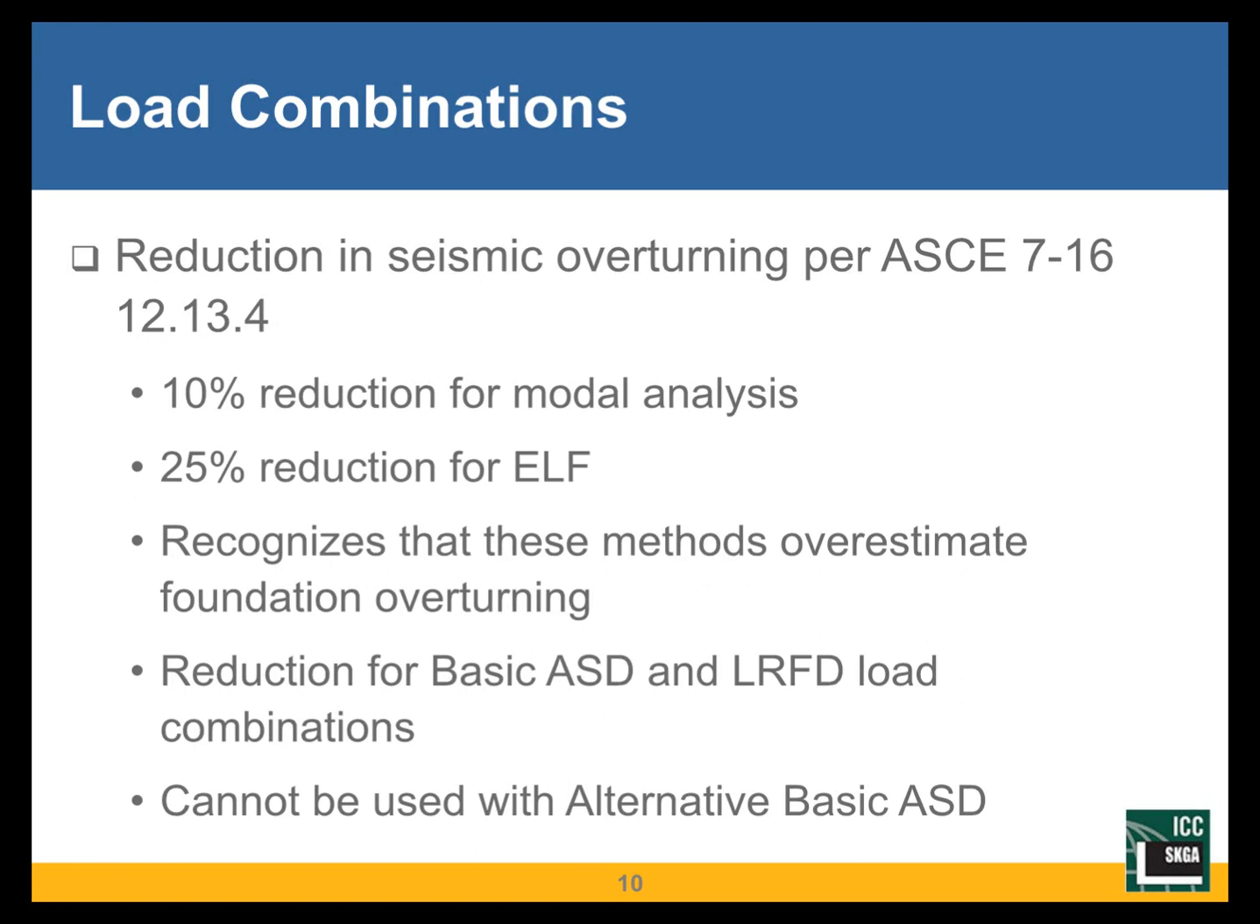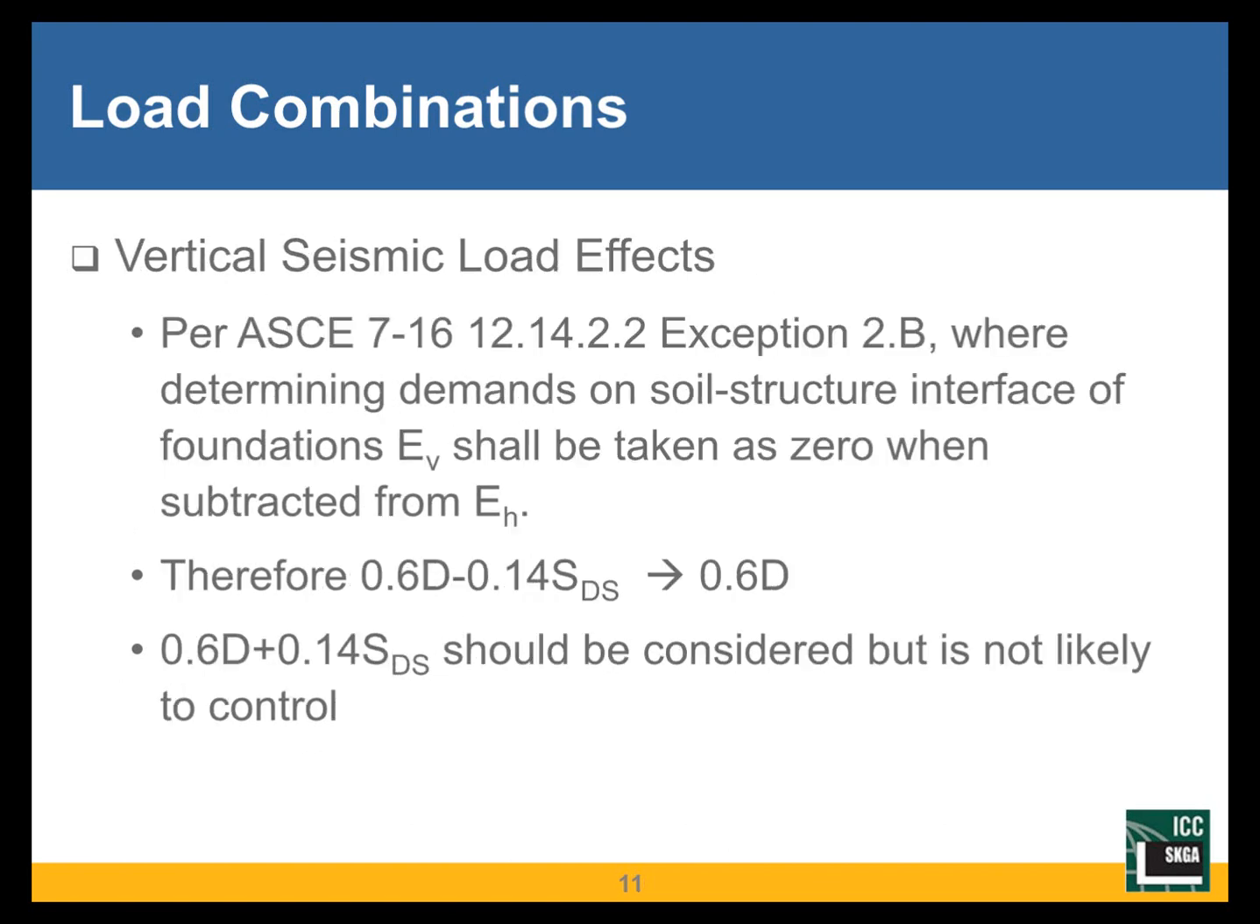A couple more notes regarding load combinations for seismic. These are things that are commonly missed or not applied to foundations, but specifically you're allowed to reduce your foundation overturning or seismic by 10% for modal analysis and 25% for ELF. This is just in recognition that these methods are overestimating your foundation overturning. These can be applied to the basic ASD and LRFD load combinations, but they cannot be applied to the alternative basic ASD load combinations, which further muddies the water when you're comparing the load combination options. Another important consideration is vertical seismic load effects, and specifically where you do and do not need to include this for evaluation of foundations.